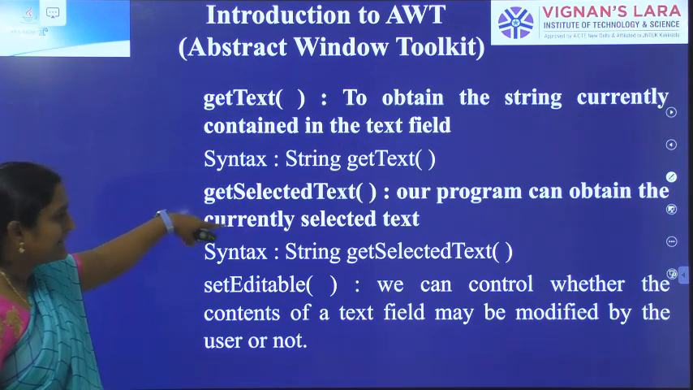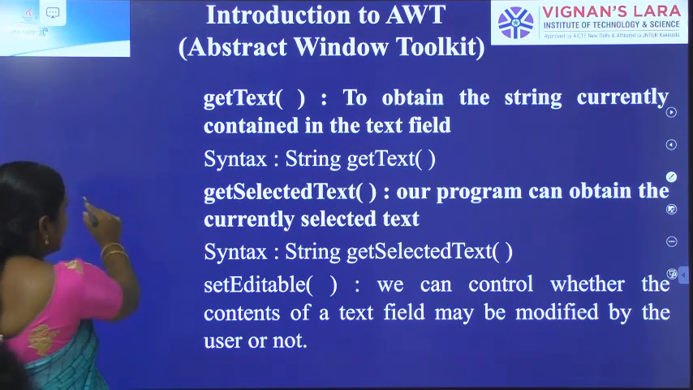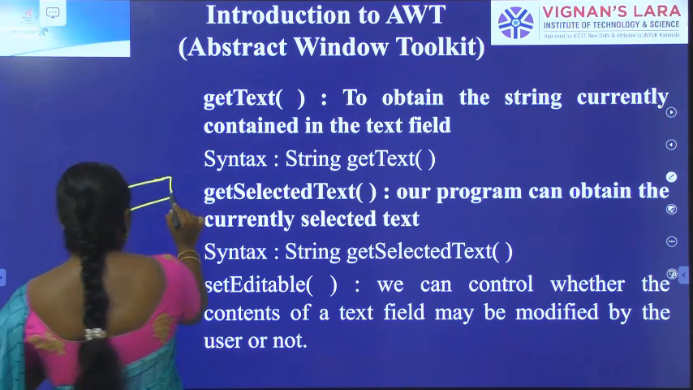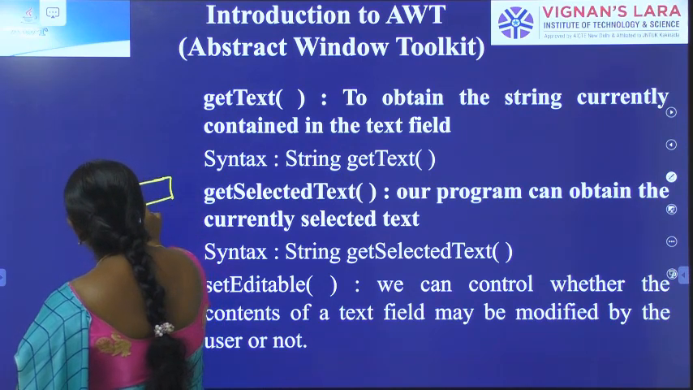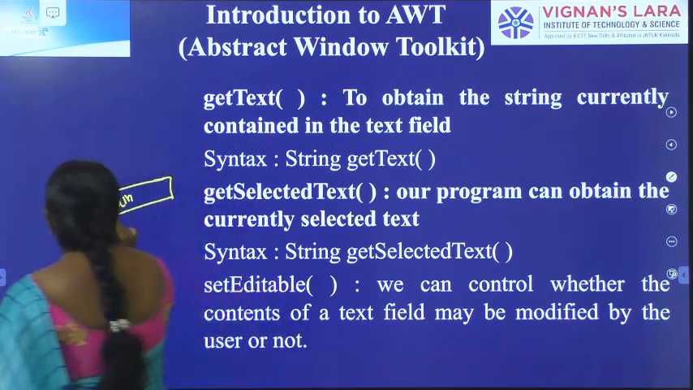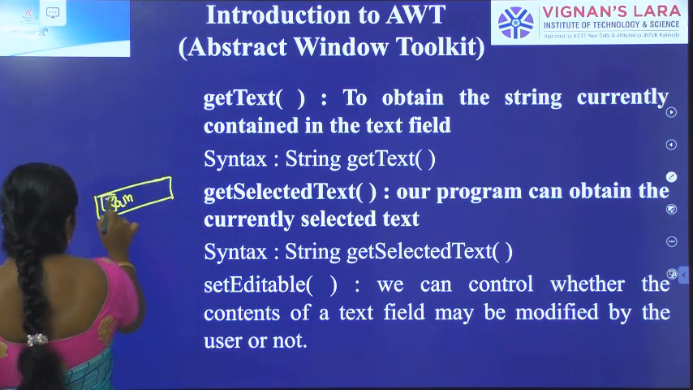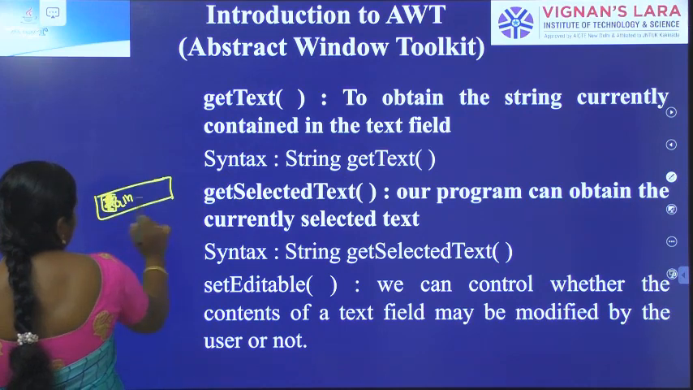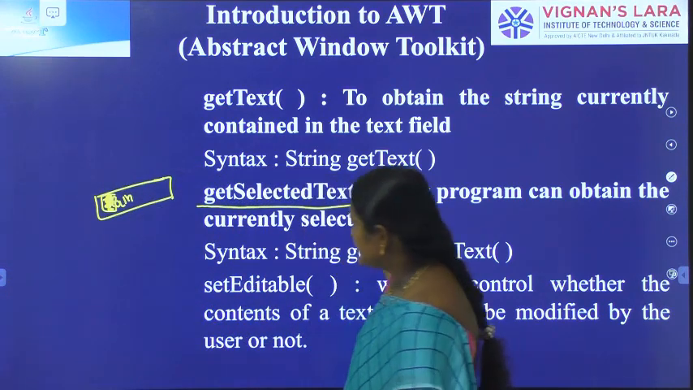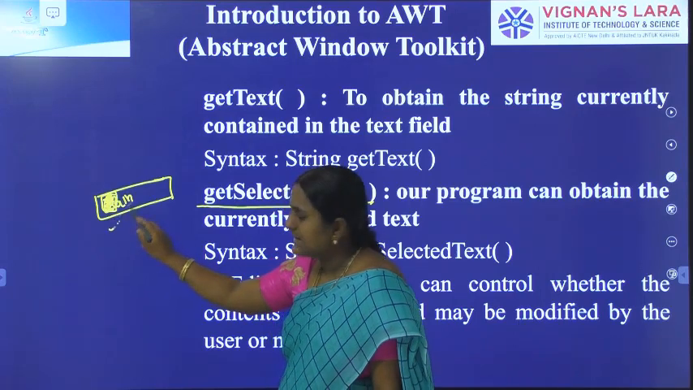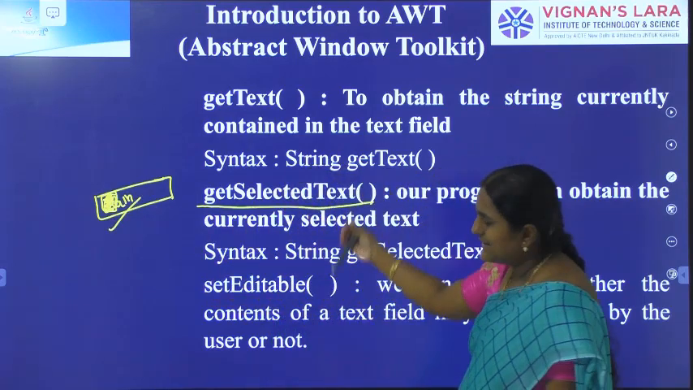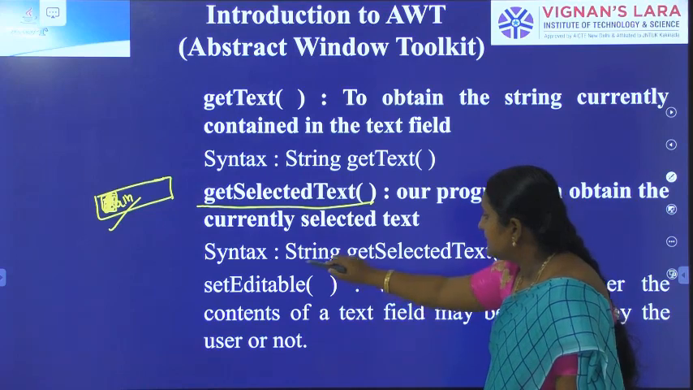Next one, getSelectedText. Suppose there is text in the text field, and whenever I select the character R, I am selecting the R character. So whenever I use getSelectedText, whatever text is currently selected will be returned on the console. So it returns the string type.